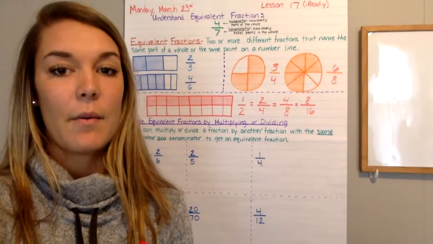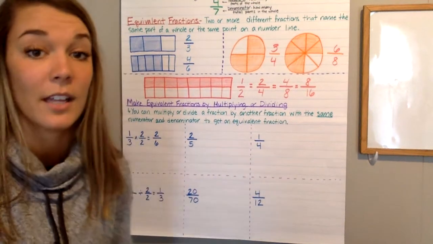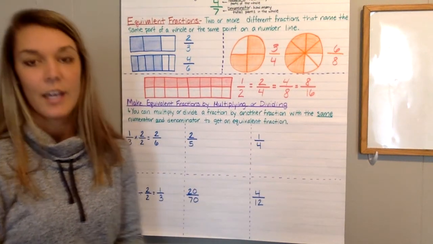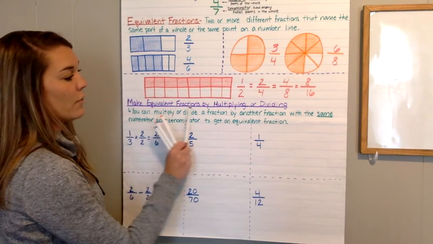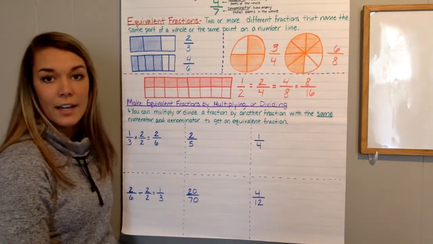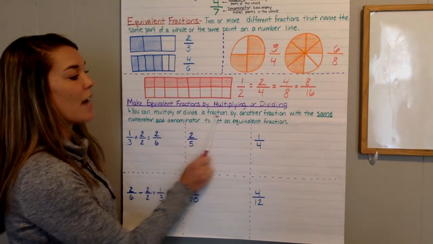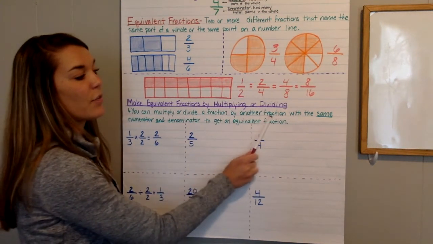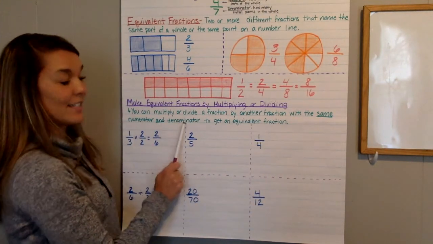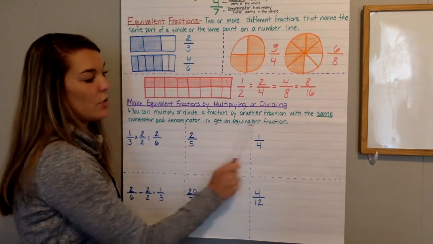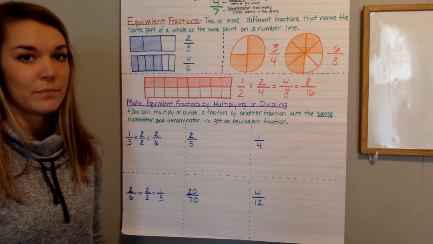The next thing I want to show you is how to use math to calculate equivalent fractions, okay? So I wrote this rule. First of all, I wrote, make equivalent fractions by multiplying or dividing. So here I wrote, you can multiply or divide a fraction by another fraction with the same numerator and denominator to get an equivalent fraction.